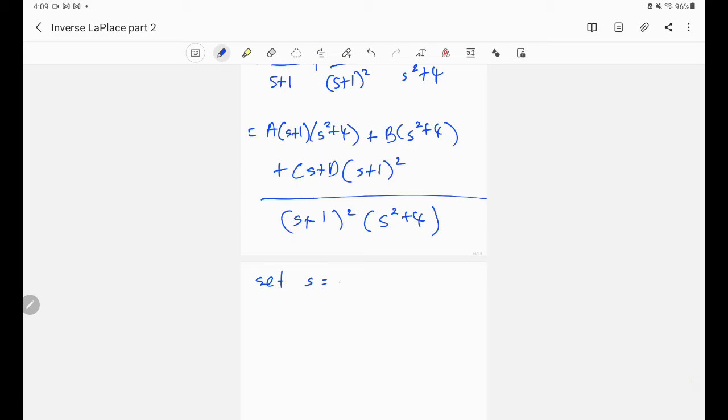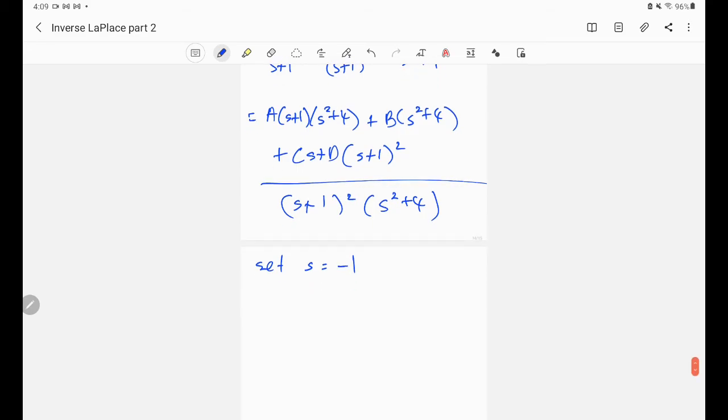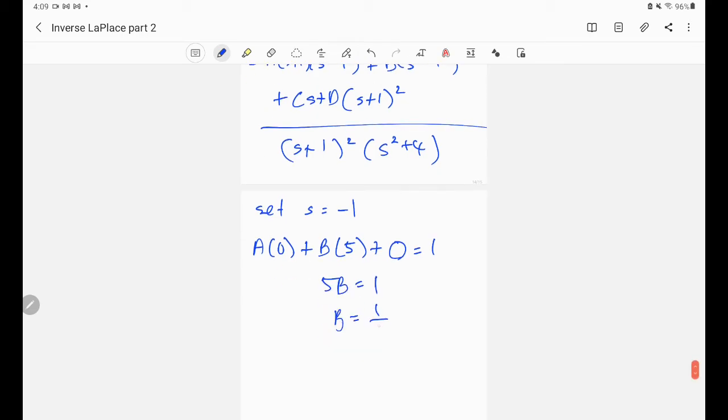s equals to minus 1 to get the denominator to be 0. So if s is minus 1, then A is 0, it doesn't matter, and then B becomes 5, and then C and D become 0, so it just becomes 0. And on the other side we have 1, so we know that 5B is equal to 1, B is 1 over 5. That's one thing we already have.